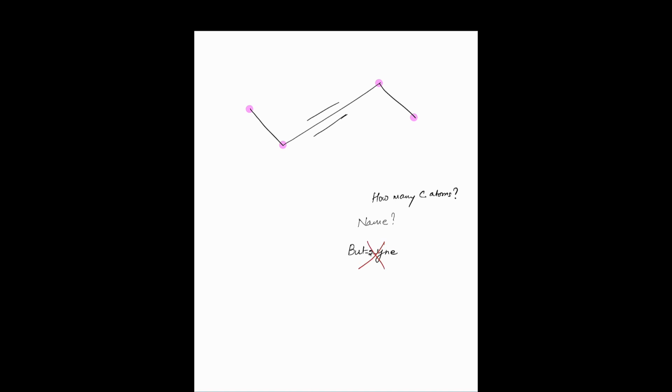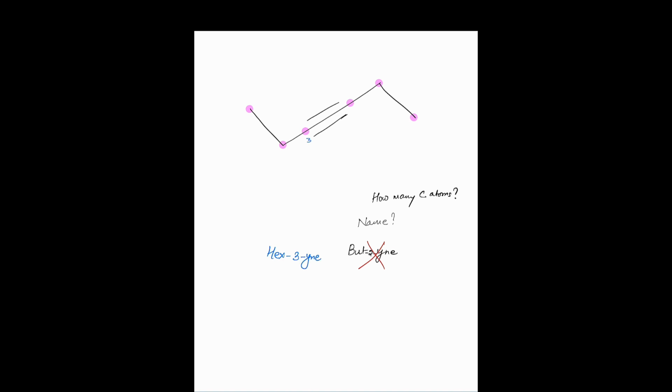This is not the bond line structure of but-2-yne. In reality, there are 2 more carbon atoms here. One is at this end of the triple bond and the other carbon is at this end of the triple bond. So there are 6 carbon atoms, and this is one of the most common mistakes that students make when drawing bond line diagrams. The correct name of this compound is hex-3-yne.